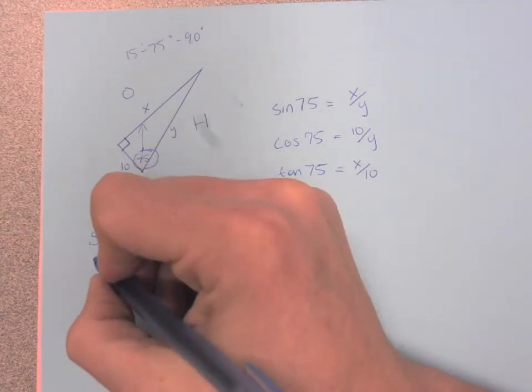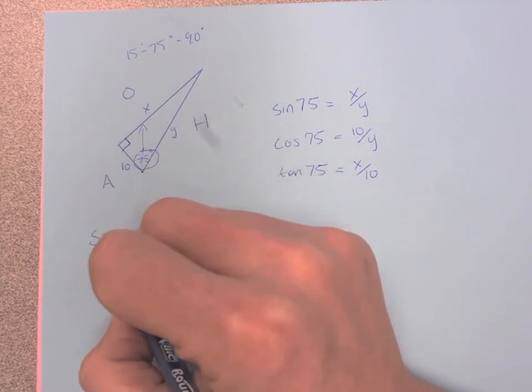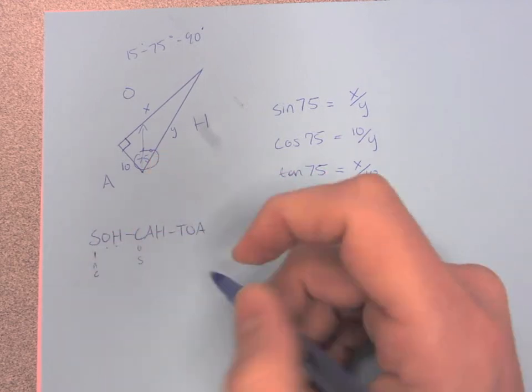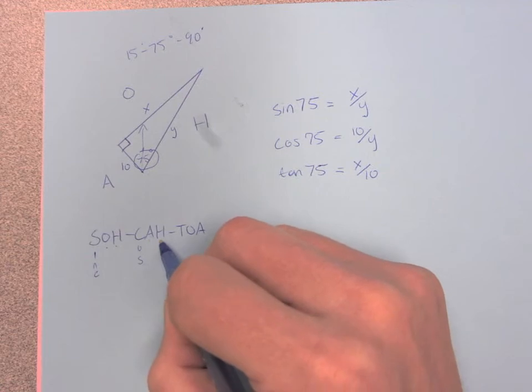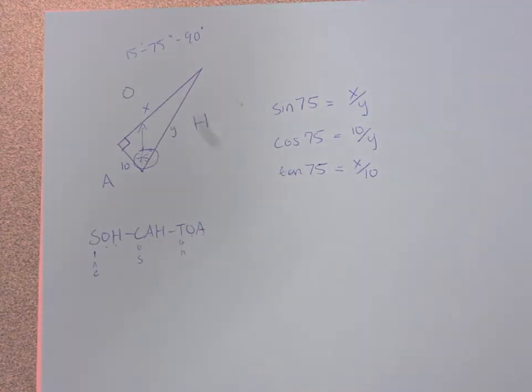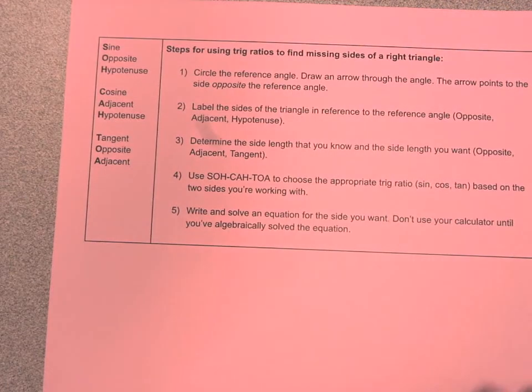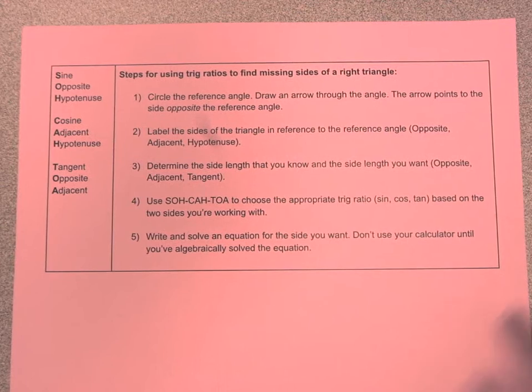So sine is equal to the opposite side over the hypotenuse. Cosine is equal to the adjacent side over the hypotenuse. And then the tangent is equal to the opposite over the adjacent. So I've actually made kind of a handout, and I'll put this on the assignment if you want to download it and print it.